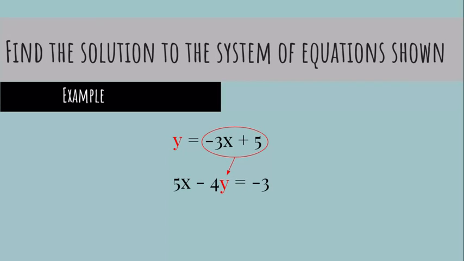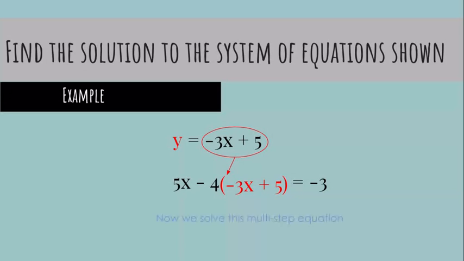Now we need to substitute that negative 3x plus 5 into the other equation for our y. When we substitute, we like to think of it as a replacement. If you think about a sports game like soccer or basketball, the players sub in and sub out. So if somebody is coming into the game, somebody has to go out of the game. So in this case, we're removing y from our equation, and we're going to substitute it or replace it with negative 3x plus 5, since that is what y is equal to.